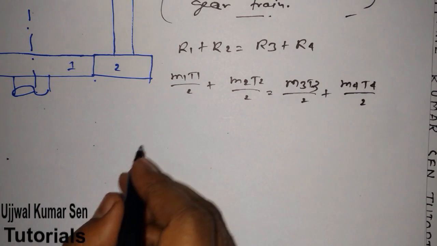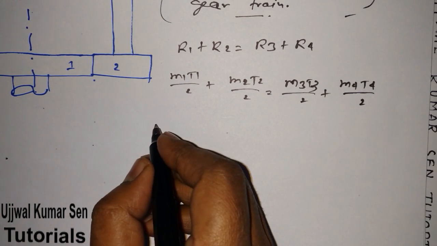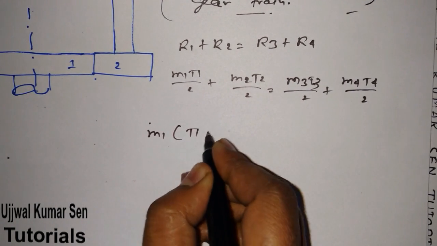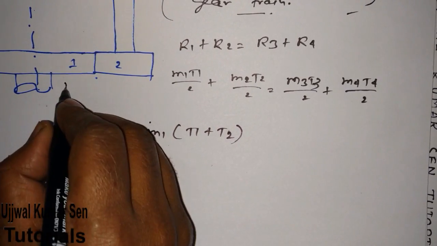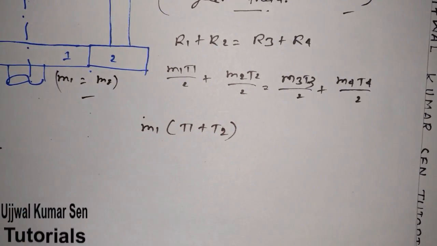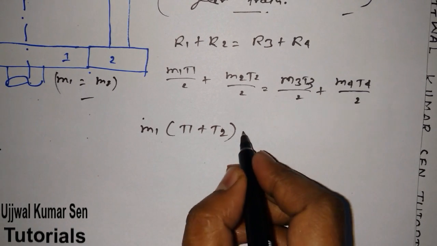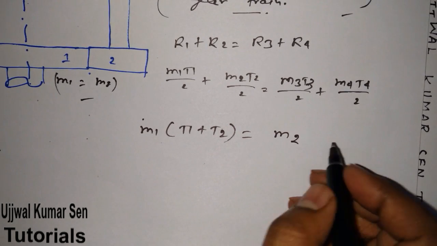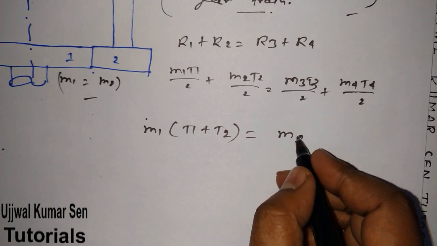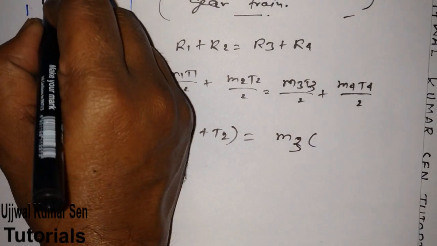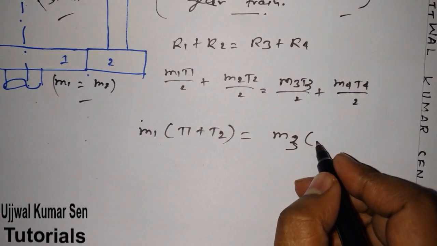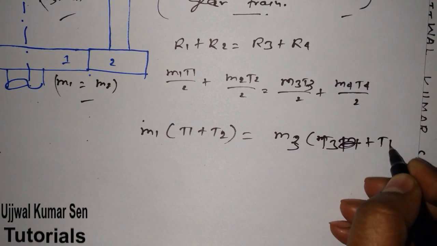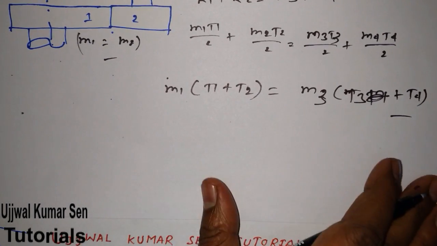Now we can take, let's say, the 2 gets cancelled here, and let's say all the modules are the same for this case. So m1 is equal to m2, and we can take m1 common with t1 plus t2. And here m3 is common, because m3 is equal to m4, so t3 plus t4. So this is one of the equations.